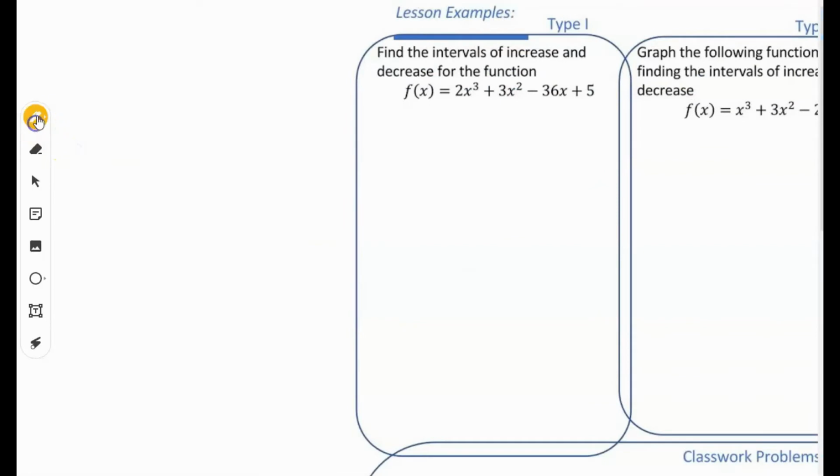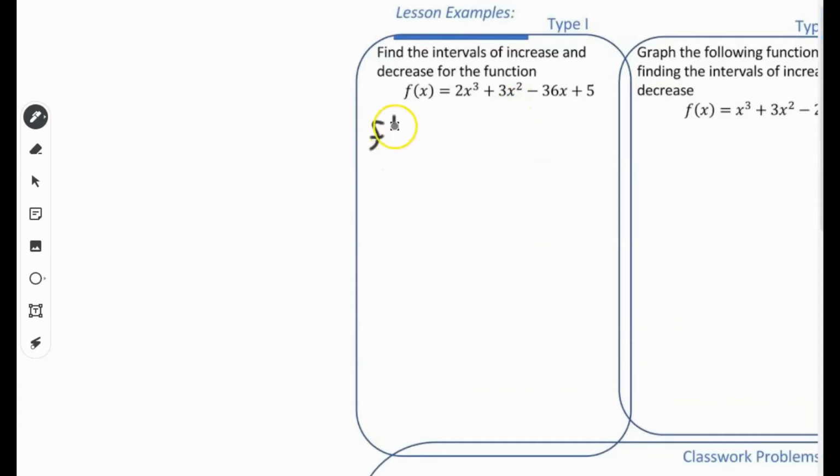The first one says find the intervals of increase and decrease for the function. Alright, so here's what we're going to do. If we want to know where it's increasing and decreasing, we're going to want to first solve for the derivative and then see where it equals 0. Where are those horizontal tangents? So let's do that first.